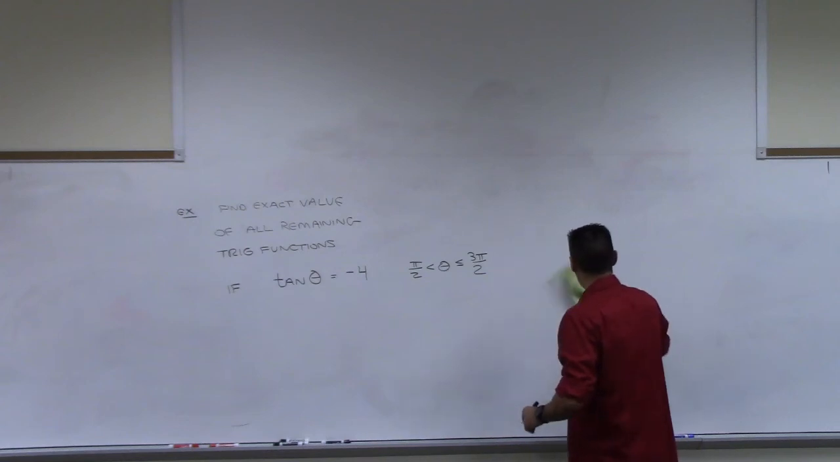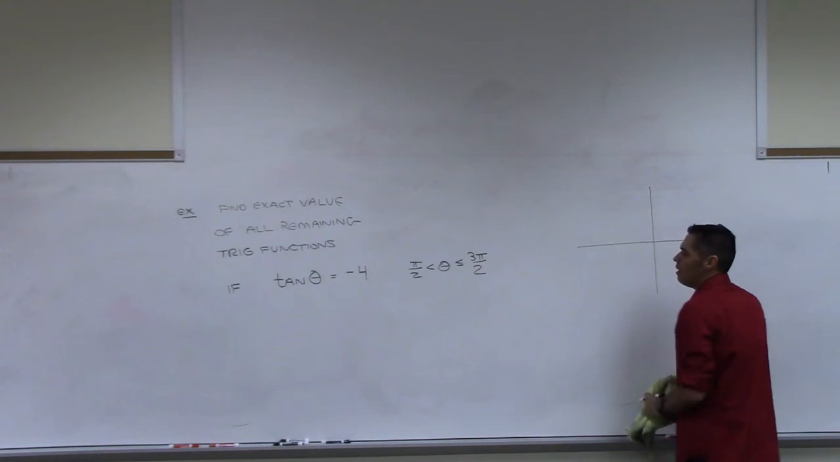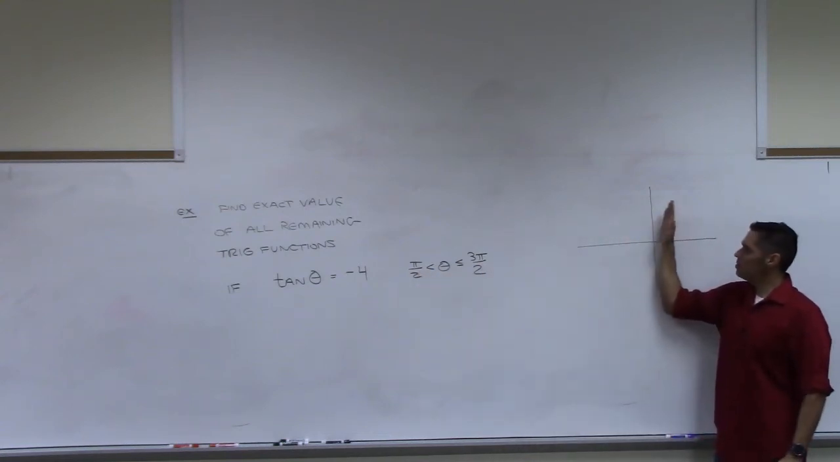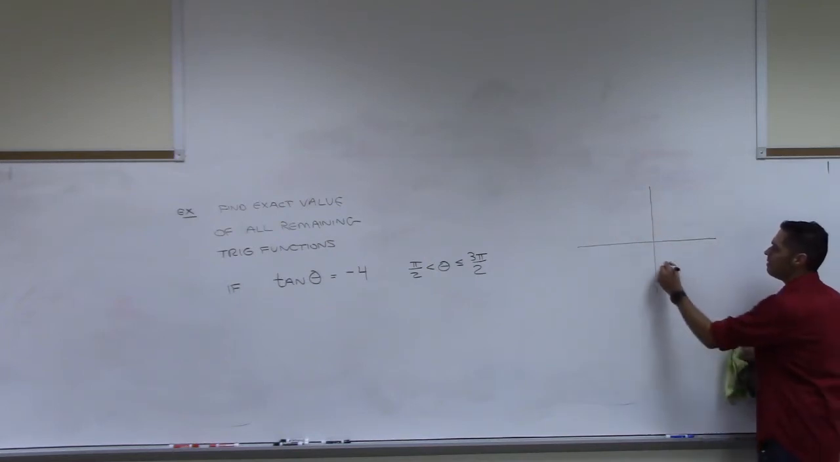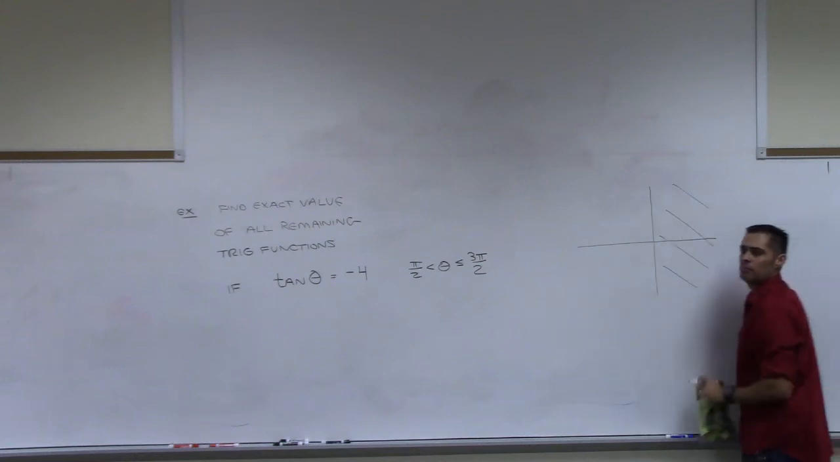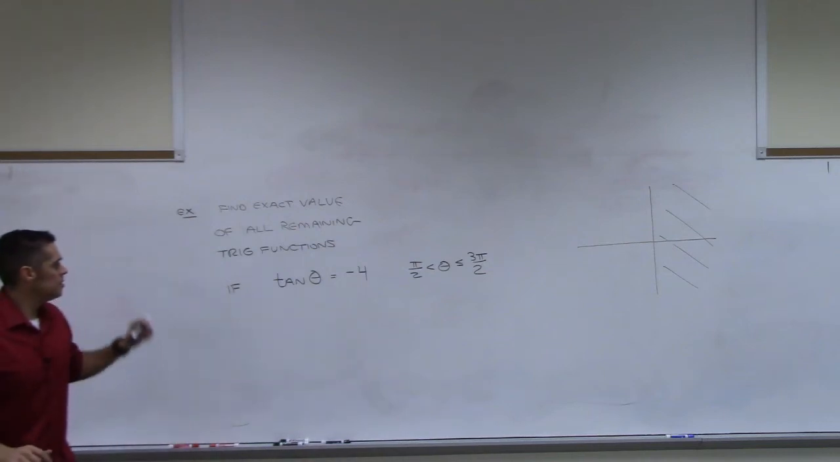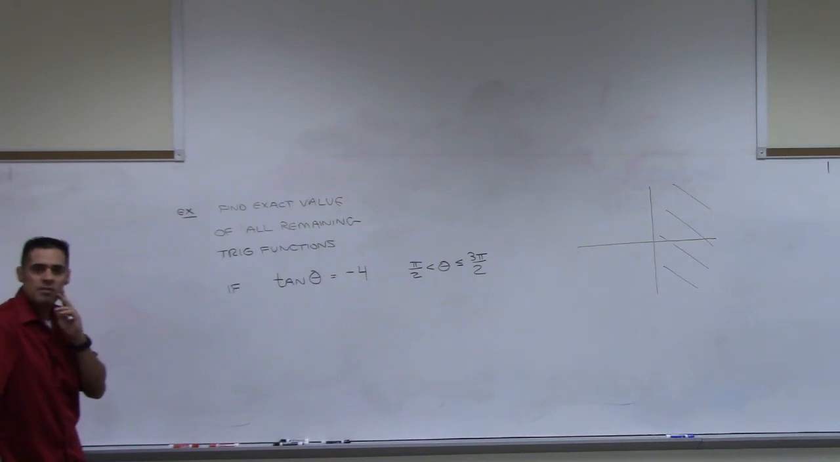So I'm going to start with the picture. Our angle must be between pi over 2 and 3 pi over 2. Pi over 2 is here. 3 pi over 2 is straight down, right? So I can eliminate these two quadrants, can't I? Eliminate those. So if I'm going to draw a triangle, or a point in a triangle, which of those two quadrants am I going to draw it in? Second quadrant? Why?